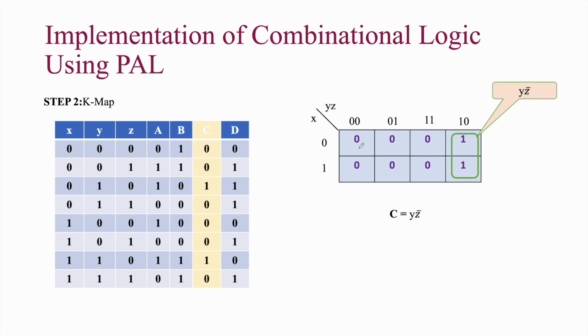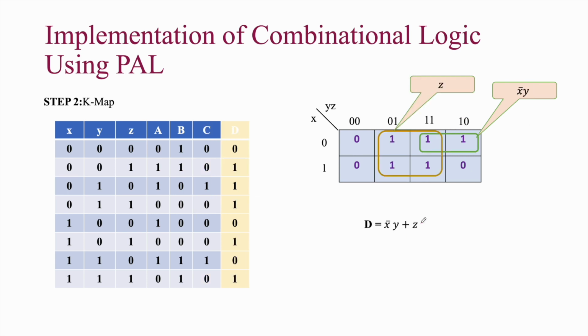0 0 1 0, 0 0 1 0, 0 0 1 0, 0 0 1 0. We can try to group these ones alone. That is the only possibility. X cannot be written because it is 0 and 1, it is varying. Therefore, it is possible to write only 1 0. So, if it is yz, 1 0. Therefore, this could be y z bar because for z it is 0. So, C will be equal to y z bar.